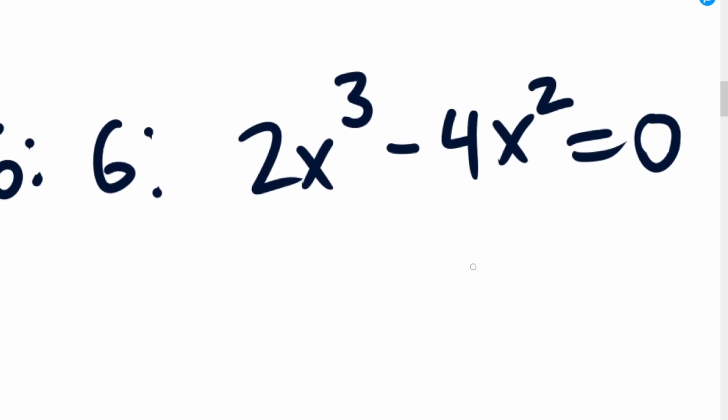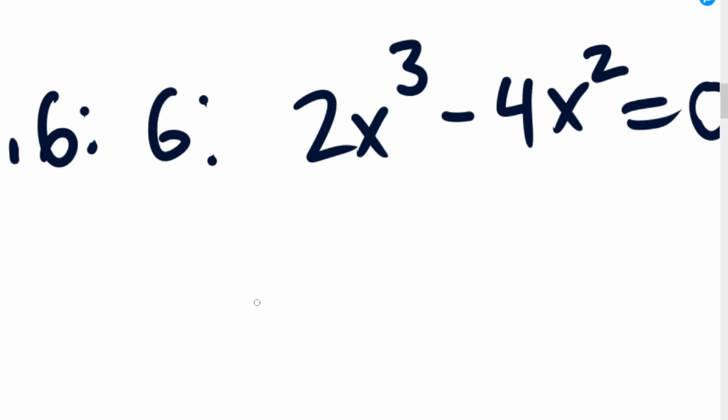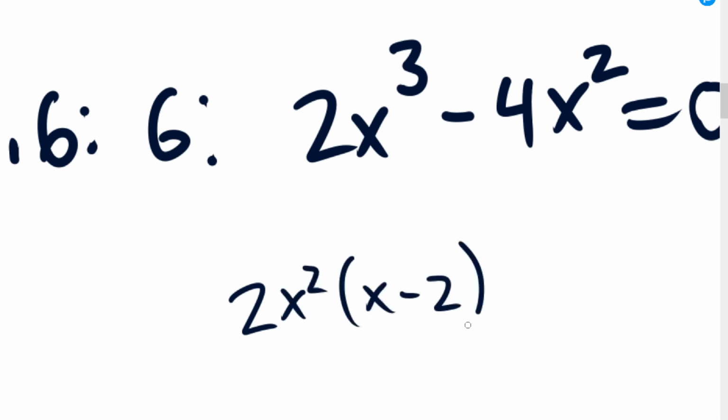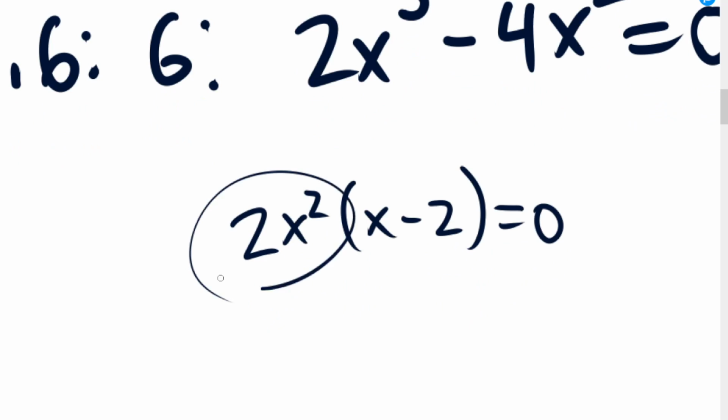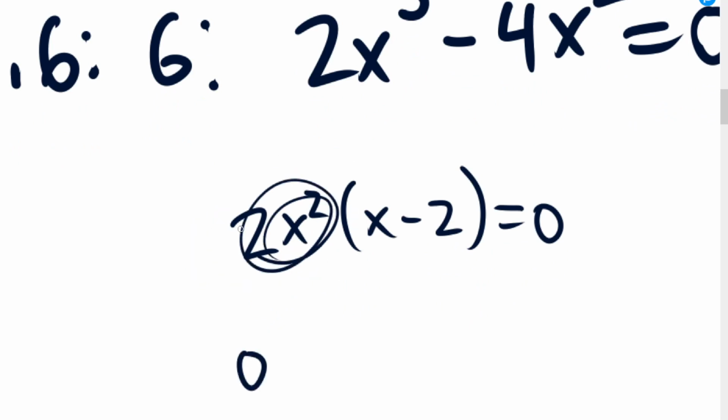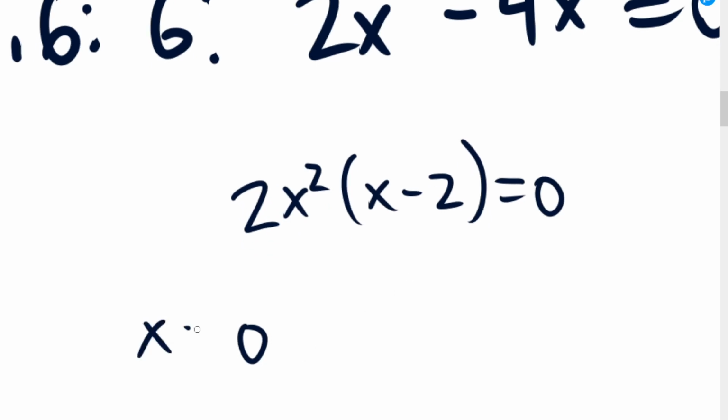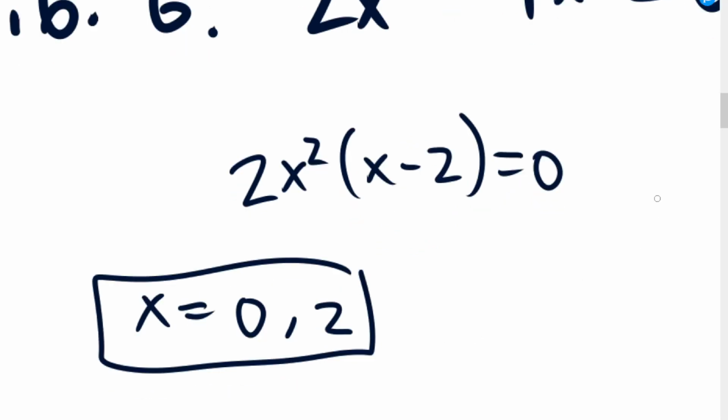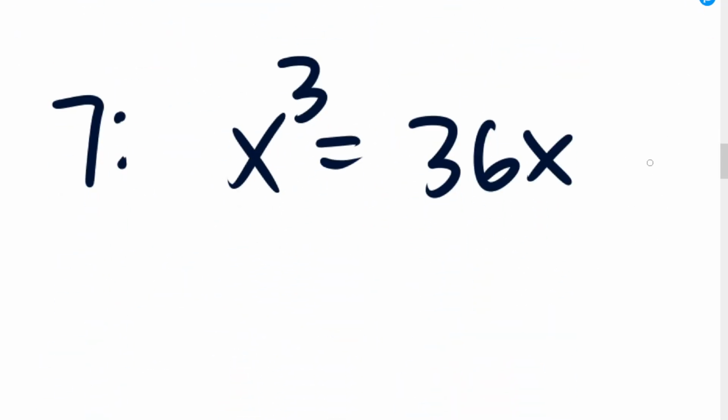I think it's always a great idea to take out the greatest common factor. In this case, it's going to be 2x squared, which leaves us with x minus 2 equals 0. Now we can set this equal to 0. It's easy. It'll just be 0, because if x equals 0, then this will turn into 0. And so x equals 0. And then we'll also have x minus 2 equals 0, which will be positive 2 for our zero. And that will be our answer for that. Easy peasy.